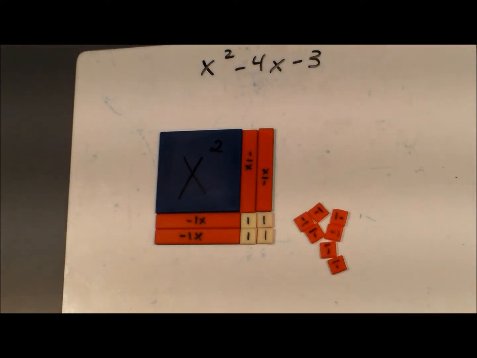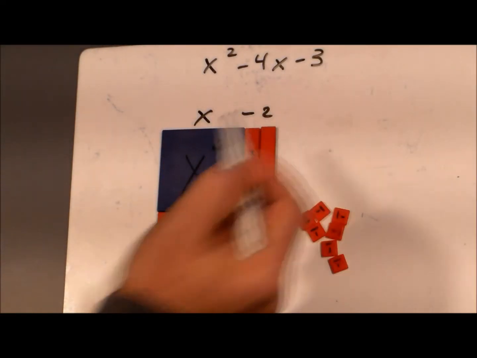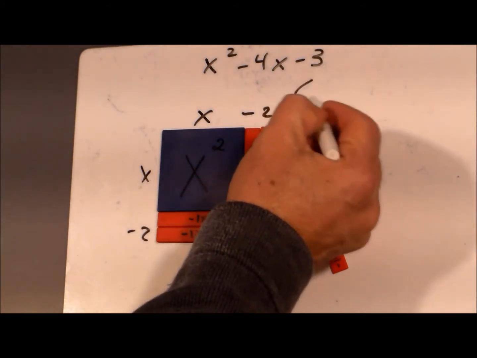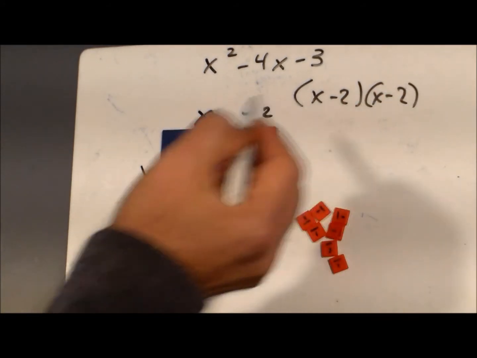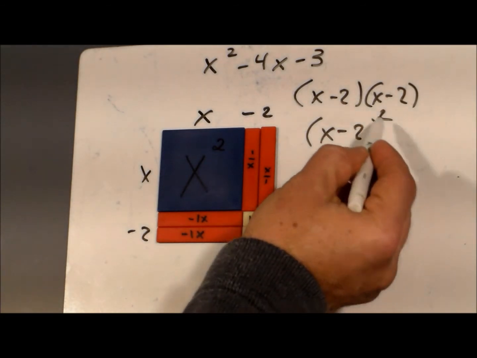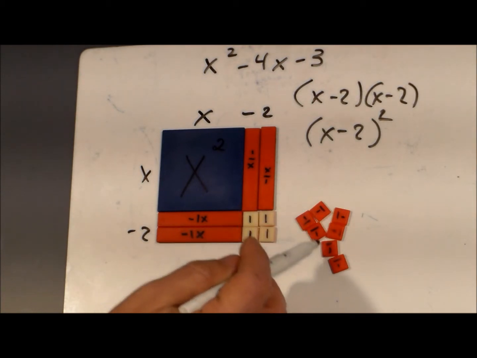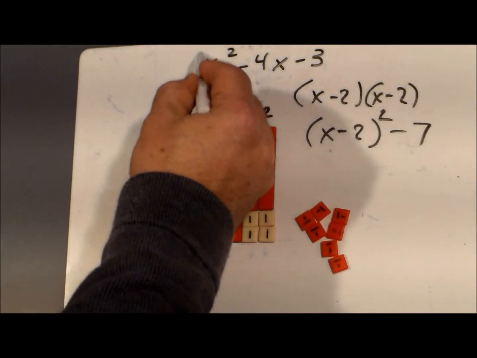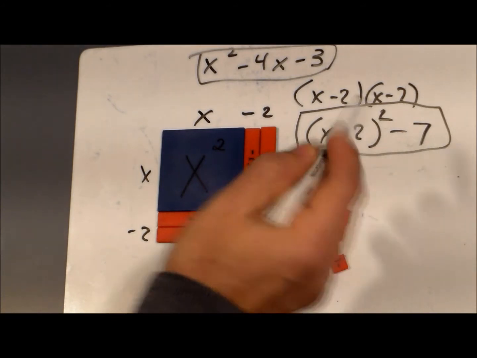So, what does that do for us? It gives us x minus 2 and x minus 2 for a problem that looks like this. Better written as that. There's the square that we completed, but look at all this extra stuff. We have to count it up. 1, 2, 3, 4, 5, 6, 7. There are 7 negatives.